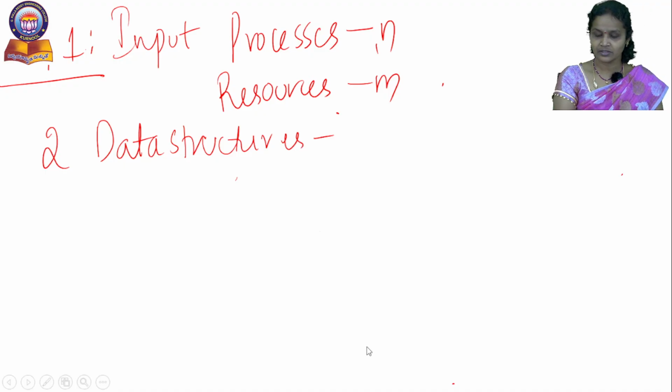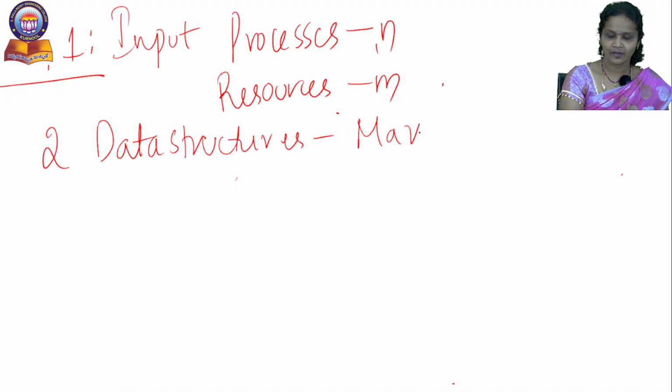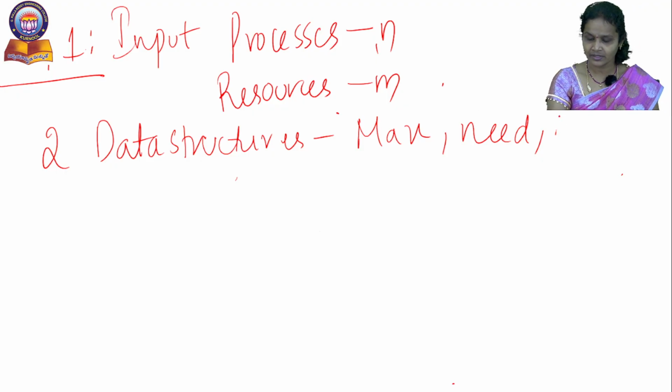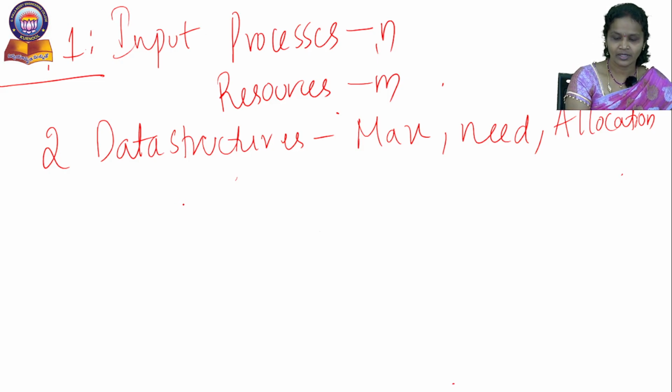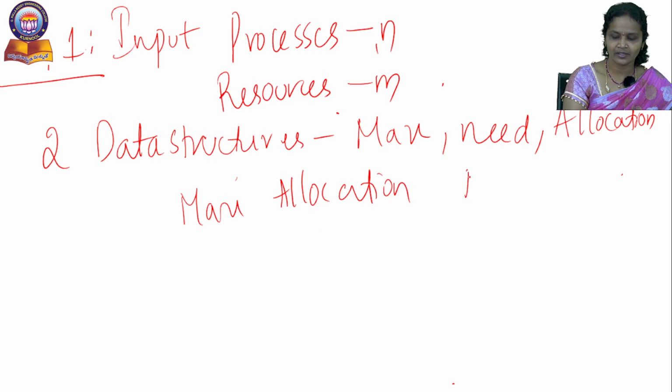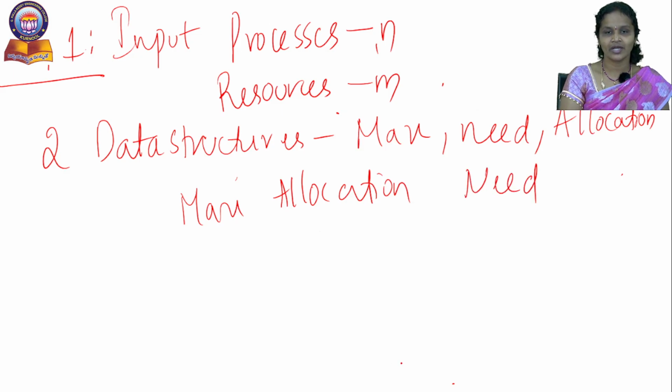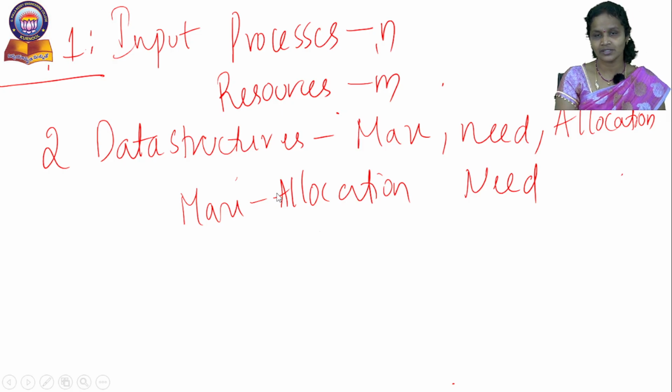What are those two data structures? It can be any two of these data structures: max, need, allocation. In our previous example, the two data structures we have taken are max and allocation. Based upon that max and allocation, we have calculated the need matrix. So we have taken max and allocation, and based upon that we have calculated need. How have we calculated that? Need is equal to max minus allocation.